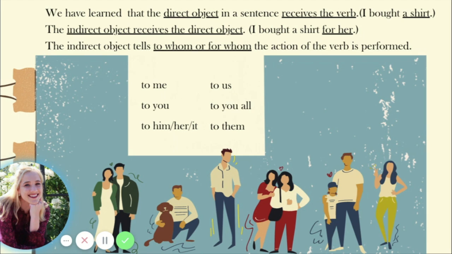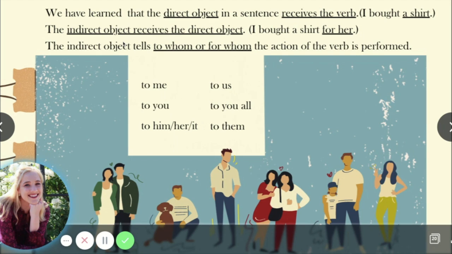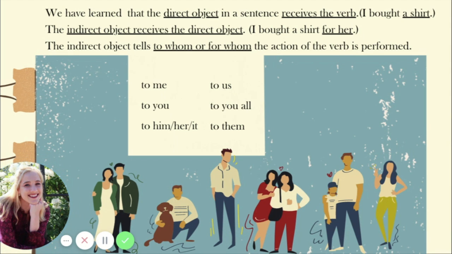Okay, so I bought a shirt. What received the verb of being bought? The shirt. Okay, that's the direct object that received the verb. So the indirect object receives the direct object. So I bought a shirt for her. A shirt would be our direct object. For her would be our indirect object. Okay? So the indirect object usually tells us to whom or for whom the action of the verb is performed.